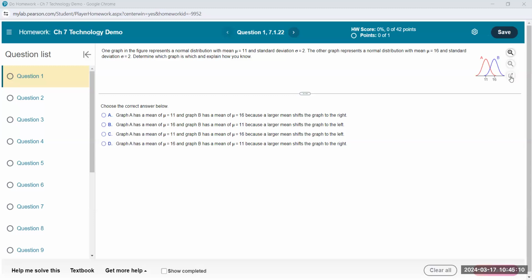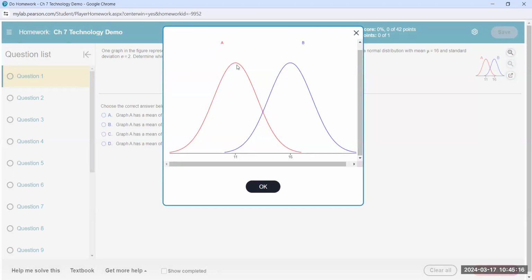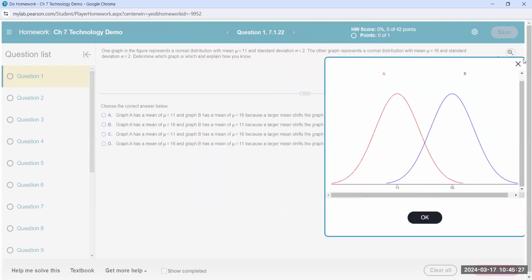Let me pop this out a little bit. So the center is the peak. So A has a peak here. If I go down, then its peak is 11, its center is 11, and B peaks here, so its center is 16. So let's look at our options.